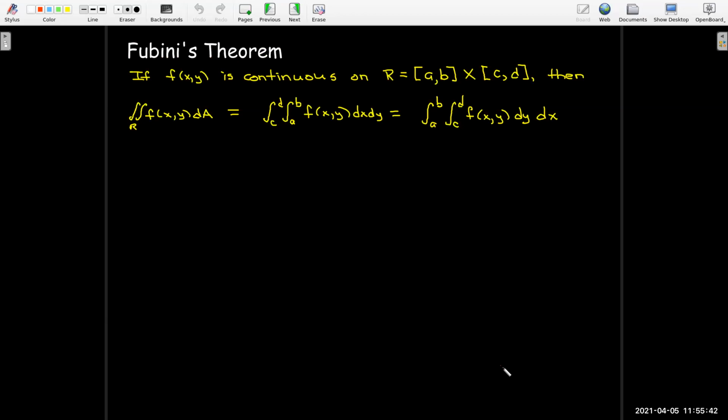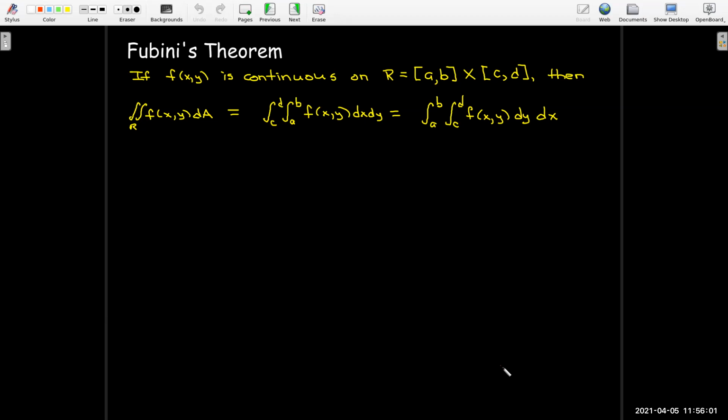So now we've always been having the inner integral, an integral with respect to x, and the outer integral with respect to y. And the question is, is that a requirement? Is there an advantage to that? And the answer is no.